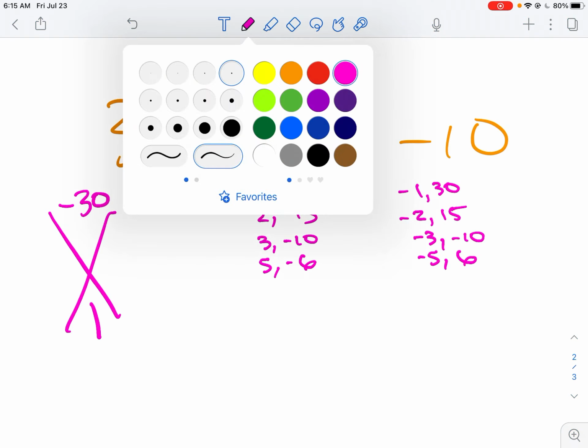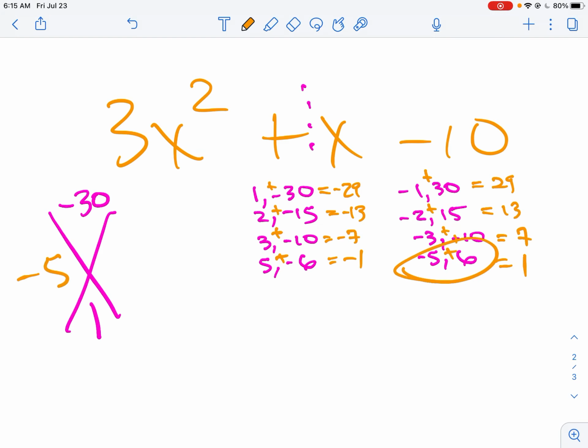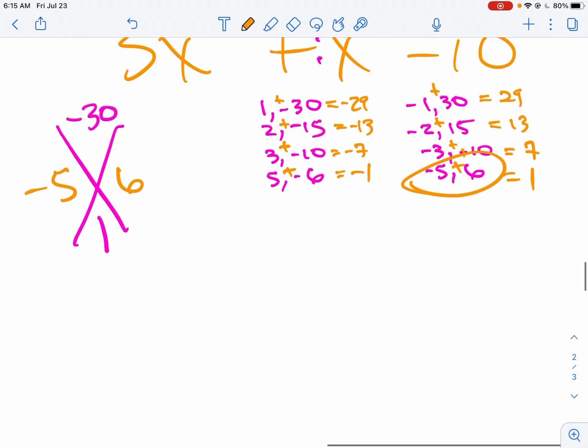And which ones, when you add them together, are going to end up getting negative 1? Oh, that's negative 1. We need a positive 1. Ooh, that should have been positive. Oops, I made a boo-boo. Okay, so it ends up being negative 5 and 6.